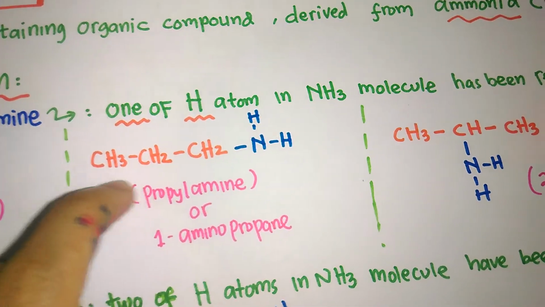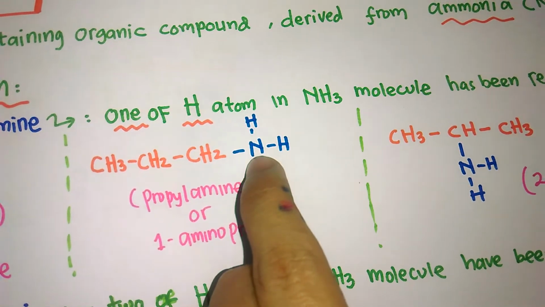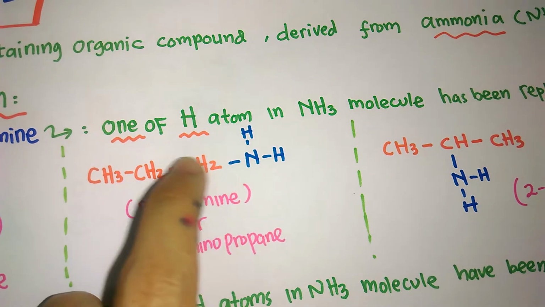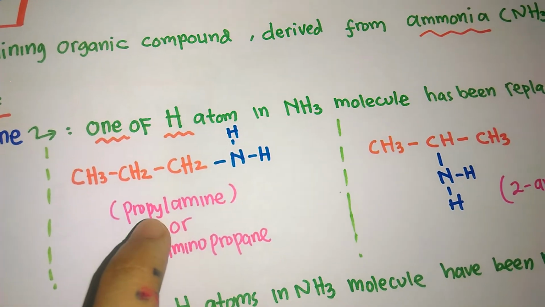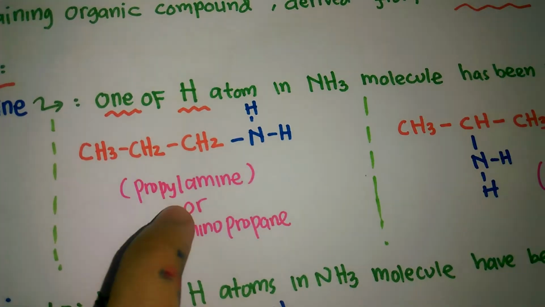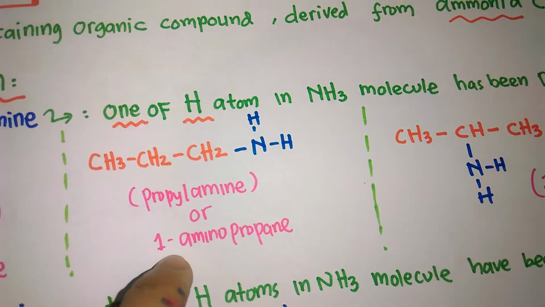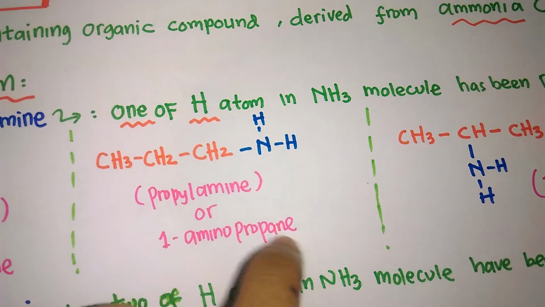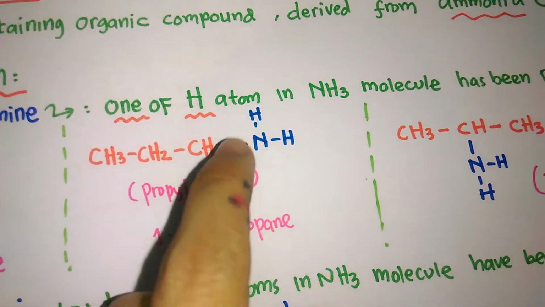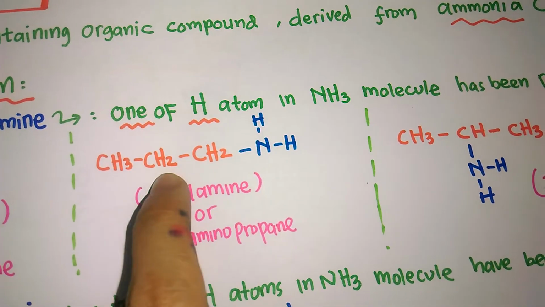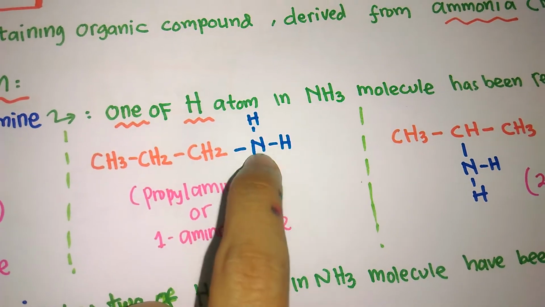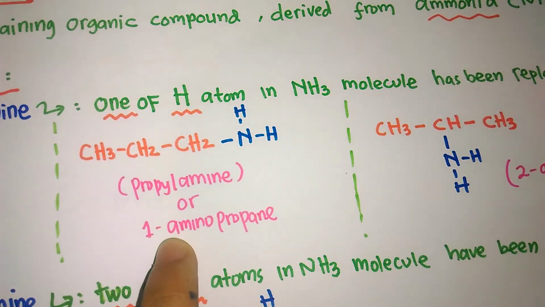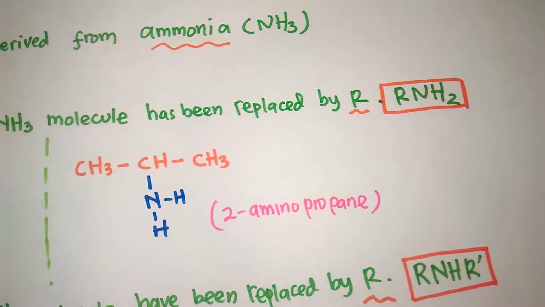Second example, we can see that one of the hydrogen atoms from ammonia has been replaced by propyl. So we call this amine propylamine, or we can name it 1-aminopropane. Why? We can start to number the carbon from here: 1, 2, 3. So this amino is attached to the first carbon, so we call it 1-aminopropane.